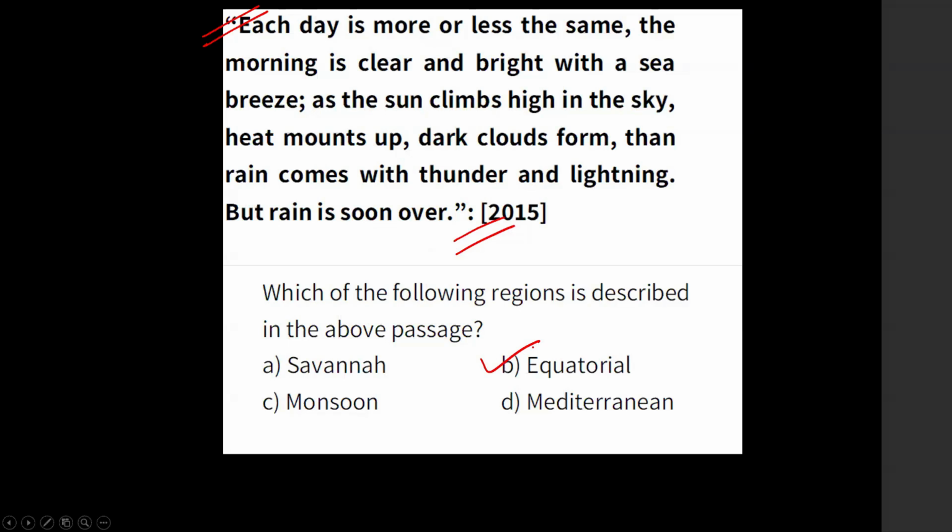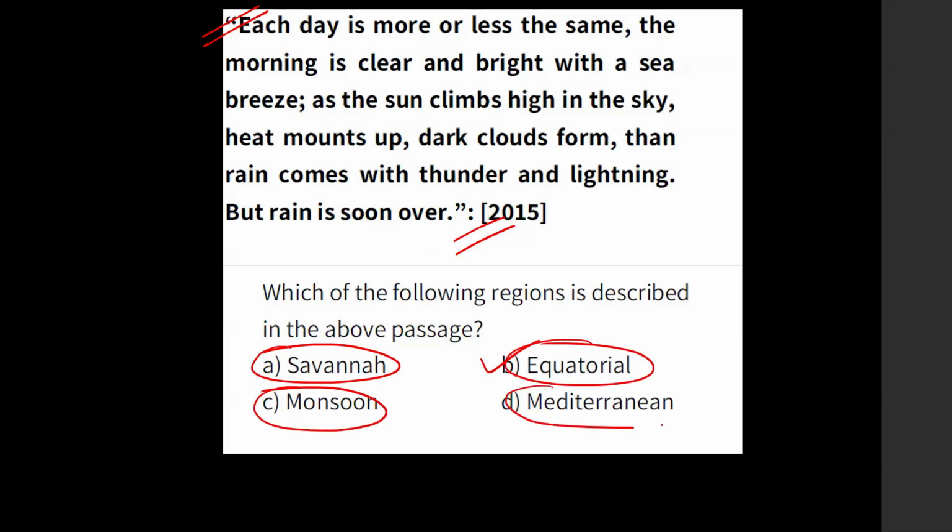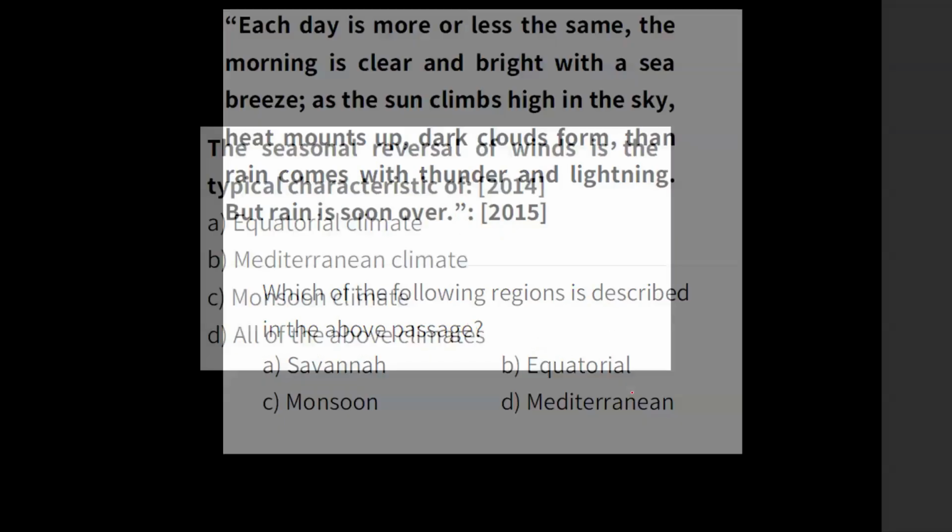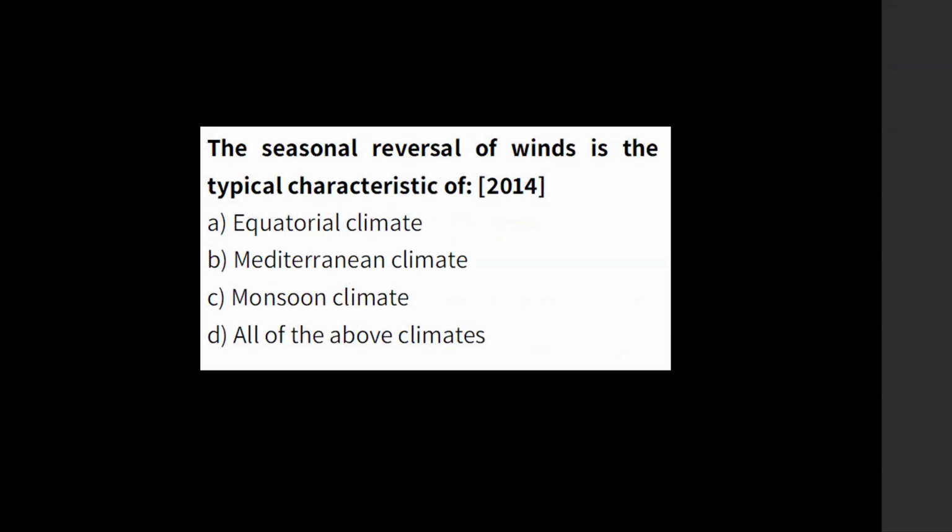You can see here, in the last 30 years, in most of the options UPSC is putting savanna, monsoon, equatorial, and Mediterranean. These are the 4 climate types you need to prepare, at least 4 climate types. Savanna you prepare, monsoon you prepare, equatorial you prepare, and Mediterranean you prepare. Let me show you. UPSC is focusing all questions near here only. You can see here, seasonal reversal of wind. Again, you can see monsoon, Mediterranean, equatorial.